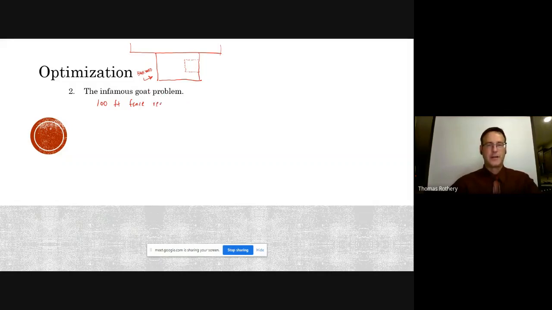So let me talk about that too. 100 feet of rectangular fence. And what I want to know is, what is the maximum area for the fence? What's the maximum area that can be created by the fence?